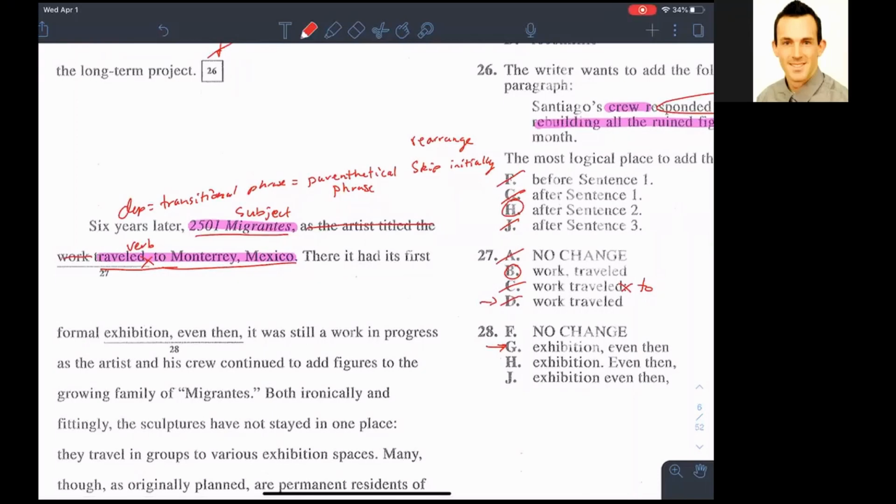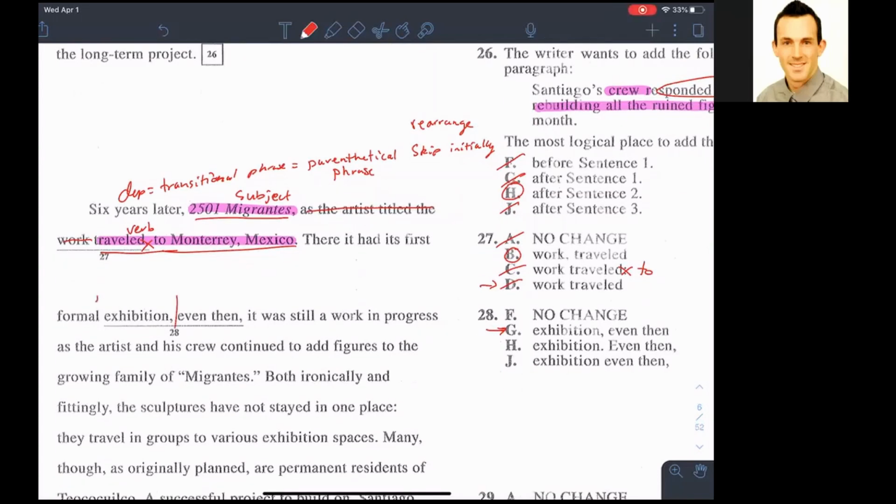So there it had its first formal exhibition. That is an independent clause. Perfect. Right. And so there it is basically the subject. There is really what you're referring to. It specifically, it had its first formal exhibition. So had is your verb. There's your subject. And so, yes, you have your independent clause.